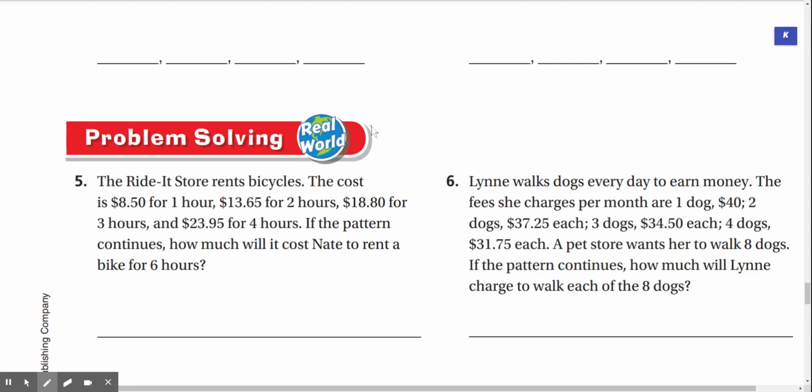Problem solving, real world. Number 5. The Rite store rents bicycles. The cost is $8.50 for 1 hour, $13.65 for 2 hours, $18.80 for 3 hours, and $23.95 for 4 hours. If the pattern continues, how much will it cost Nate to rent a bike for 6 hours?